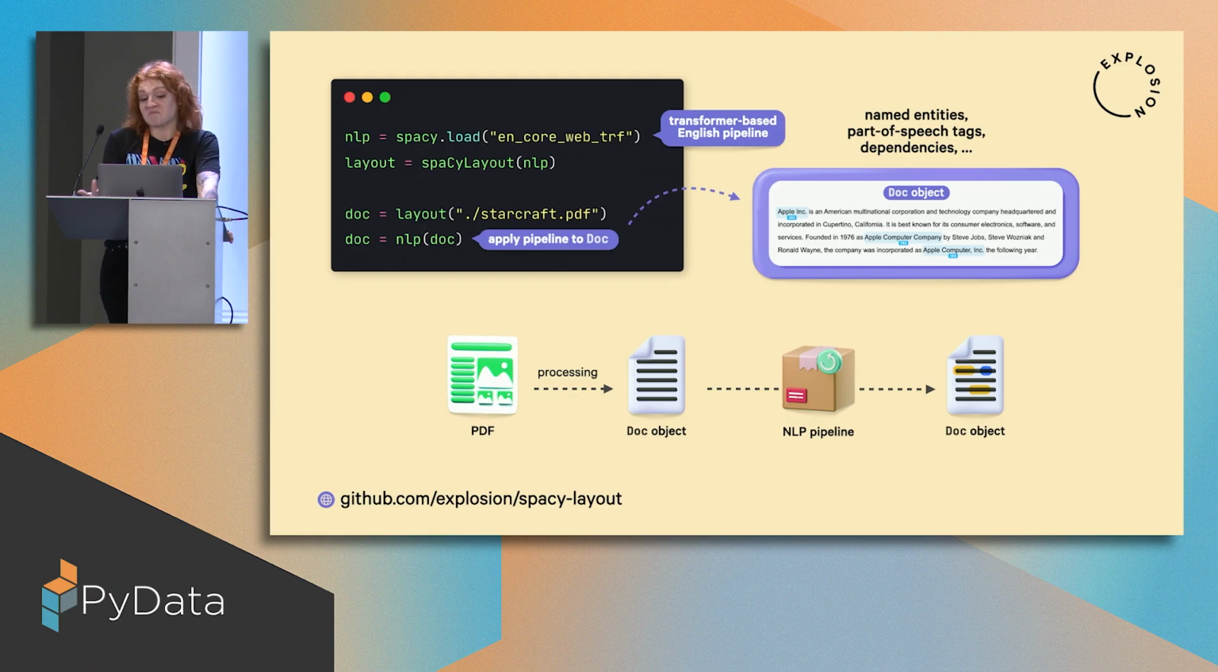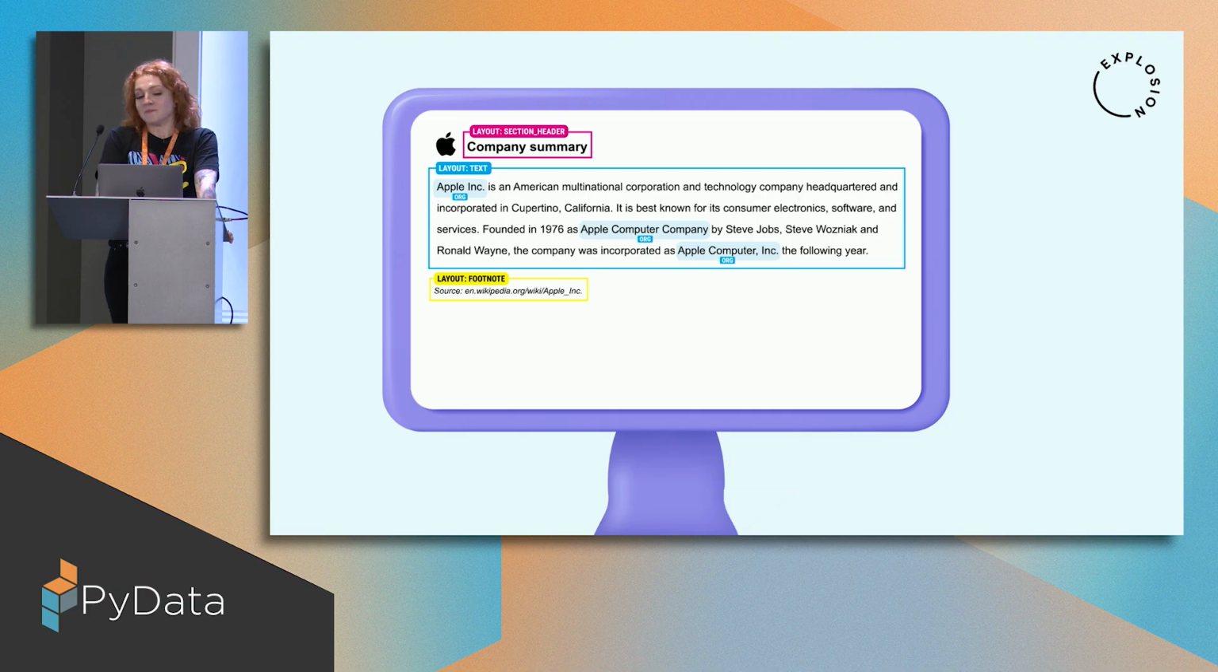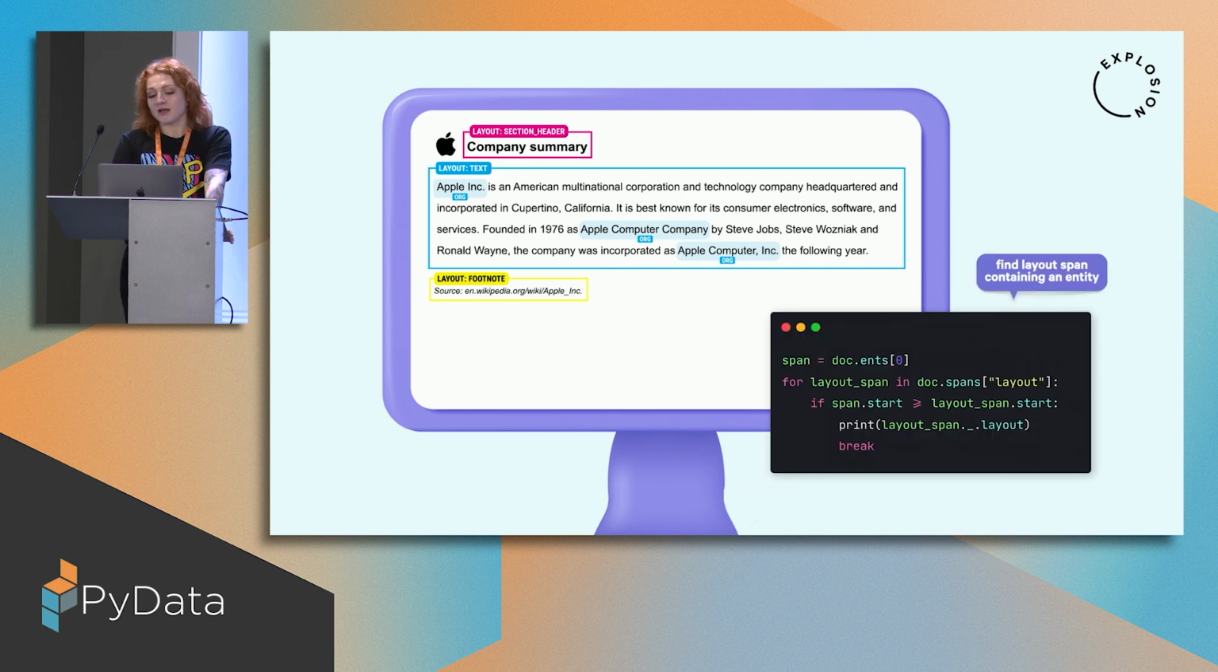And because what we're working with here is the great Python ecosystem, and we can access all of that in Python, there's a lot of cool stuff you could do with it by simply writing Python code. So if you have the structure of that document and you've processed it, for example, with named entities, you can write code to find the layout span that contains a given entity by just iterating over the layout spans. You're looking at the start and end. And if you're in that layout span, well, then you can break and you know, OK, we found the layout span. That's pretty straightforward Python code.